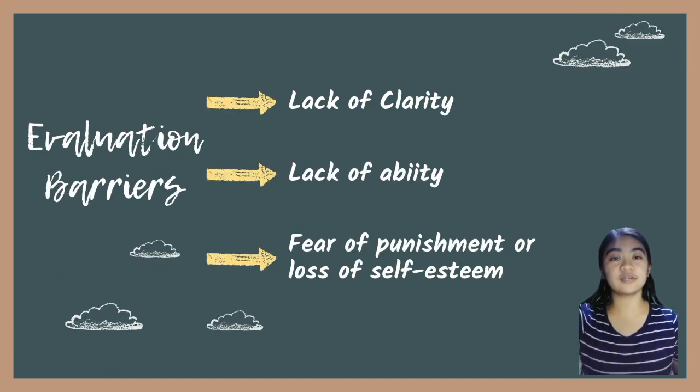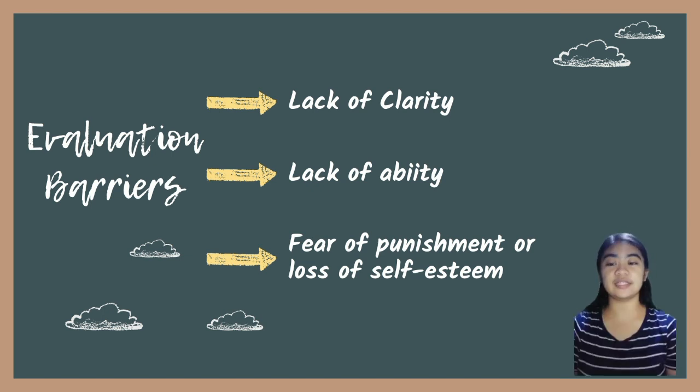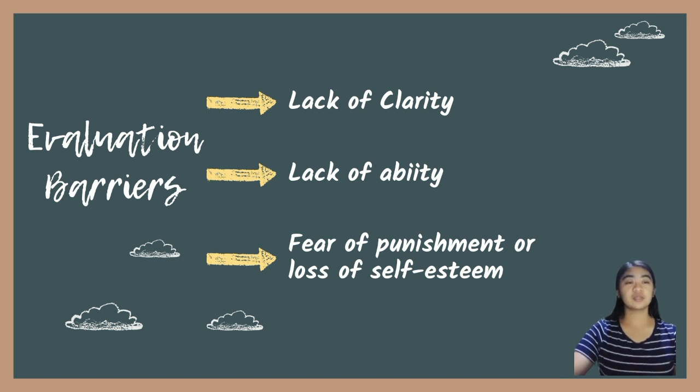So there are three categories of barriers to conducting an evaluation. First is clarity. The lack of clarity is a situation or information that is not clear or unclear. The best solution for the lack of clarity is to provide clarity, or recall the evaluation focus.